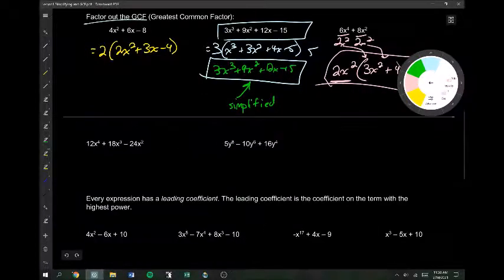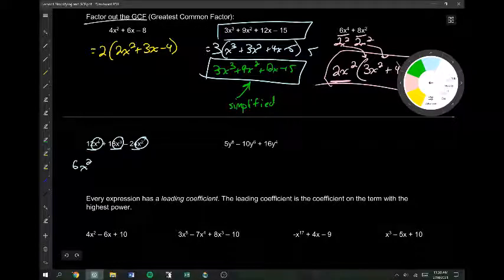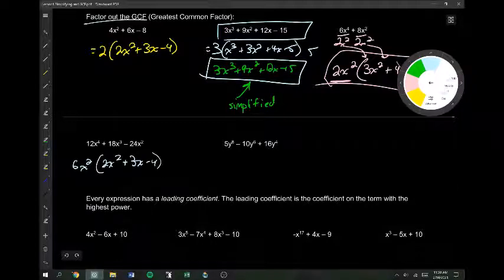Okay, 2 more examples. Maybe pause and see if you can identify what I'm going to pull out first. Each term can be divided by 6. And each term has at least an x squared in it. So this leaves me with 2x squared plus 3x minus 4.